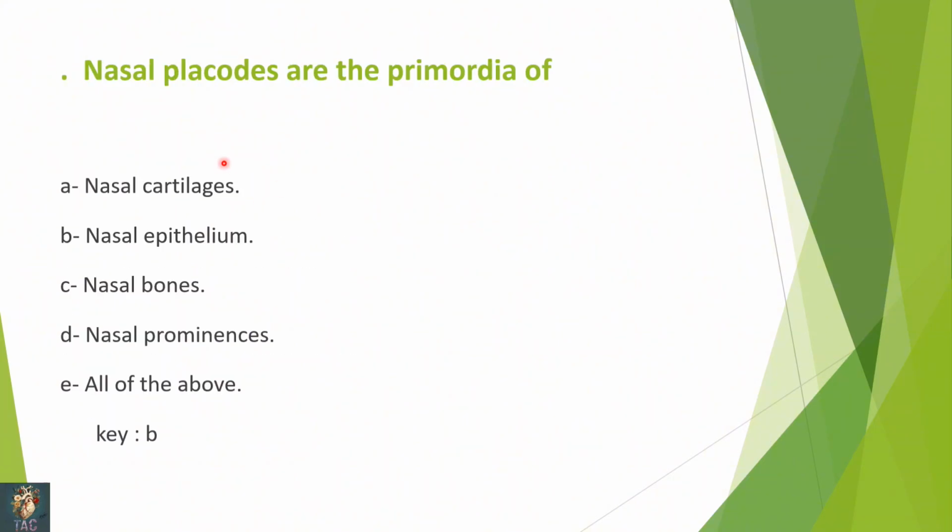Nasal placodes are primordia of what? Nasal placodes are basically formed from the nasal epithelium. This nasal epithelium later forms the nasal pits from which the different structures are formed. The nasal cartilages and nasal bone are derived from neural crest cells. Nasal prominence is actually the frontal prominence, which is not derived from the nasal placodes. So the correct option is the nasal epithelium.